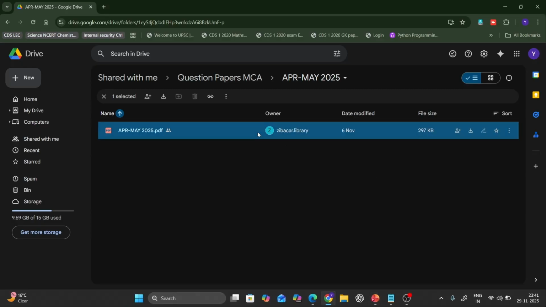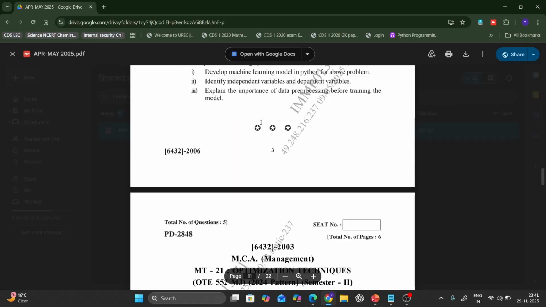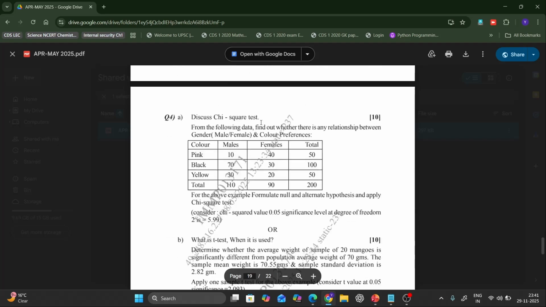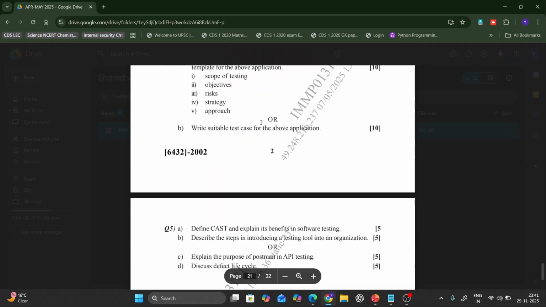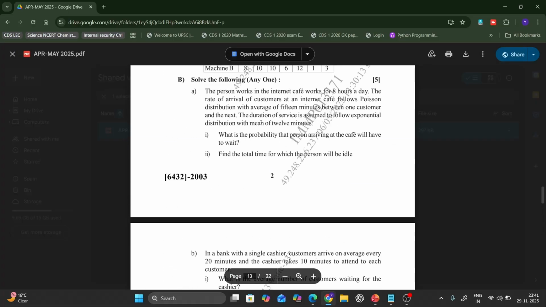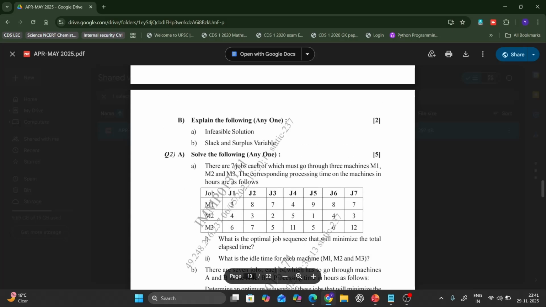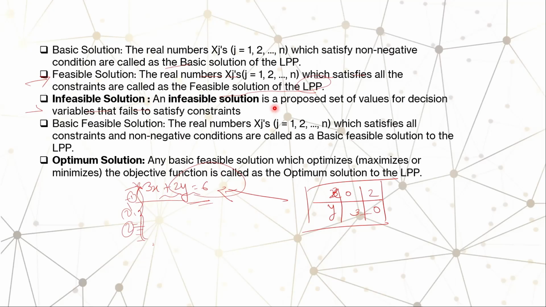This is your April May 2025 question paper, and now you can see over here. Yes, you had a question related to infeasible solution, right? It was for 2 marks. You had to explain what an infeasible solution is. Now in today's lecture we have seen what an infeasible solution is. The infeasible solution is a proposed set of values for decision variables that fails to satisfy the constraints, right?